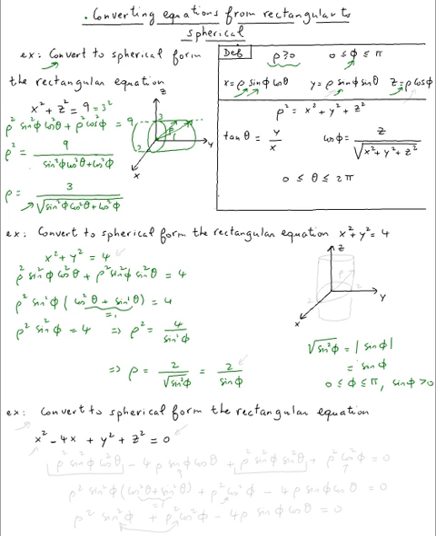So let me graph. Remember, this is a cylinder. Radius is 2. Z could be anything.